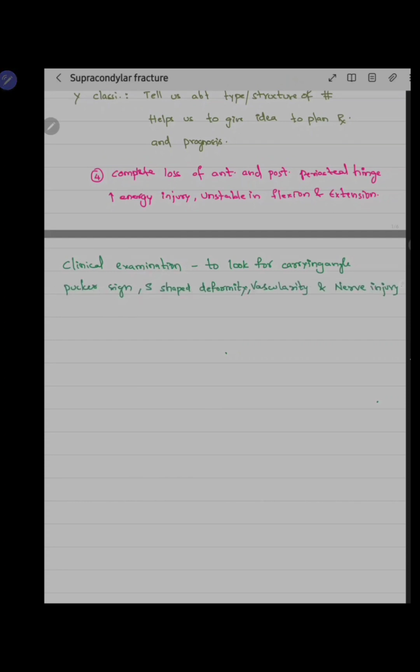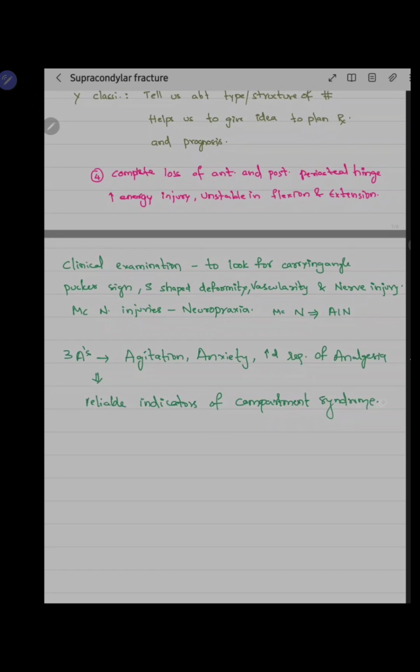The most common nerve injuries in supracondylar fractures are of the neuropraxic type, mainly because of compression. The most common nerve involved is the anterior interosseous nerve. These are the signs that we can make out in an adult. What do you see in children, since it is commonly seen at 7 years of age and below? In children we have 3 A's: agitation, anxiety, and increased requirement of analgesia. These 3 things indicate the hand is heading for compartment syndrome, which requires immediate attention.